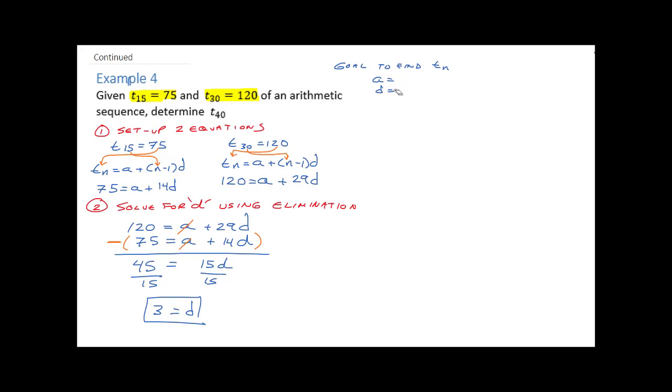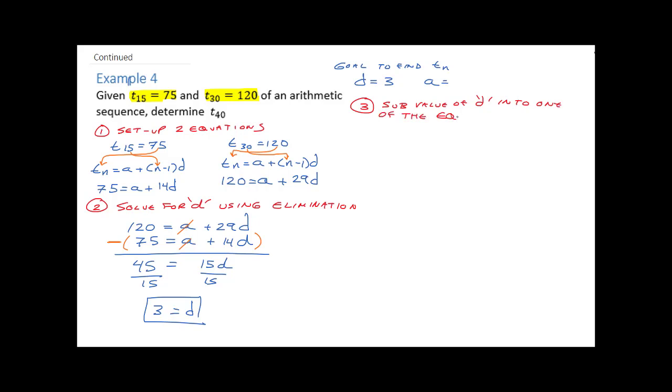So let me just write that up here as my little collection, okay? We don't know what A is, but we do know D is 3. Let's find A now. So next step, how are we going to do that? Pretty easy. We have two equations and we have D, so we can just sub this in. So substitute the value of D into one of the equations to solve for A.